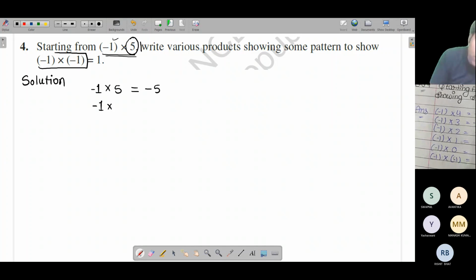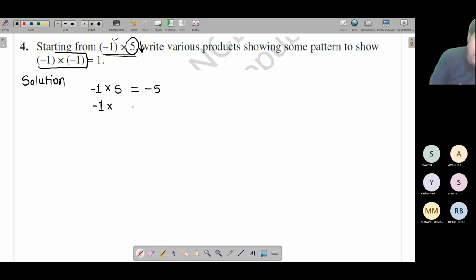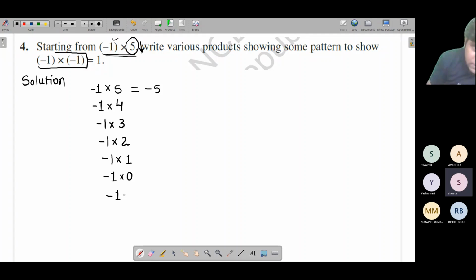Decreasing the value of 5 by 1, we get 4. Decreasing the value of 5 by 1, we get 3. Decreasing the value of 5 by 1, we get 2. Decreasing the value, we get 1. Decreasing the value of 5, we get 0. And in the next sequence, we get -1. Correct.